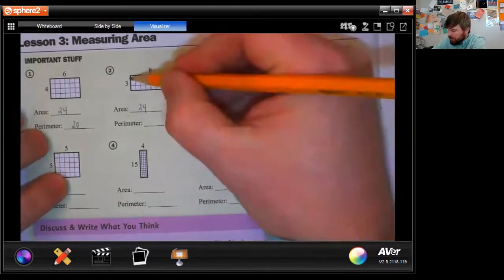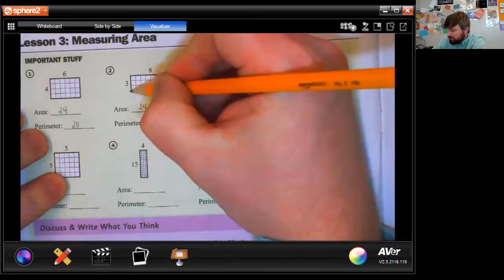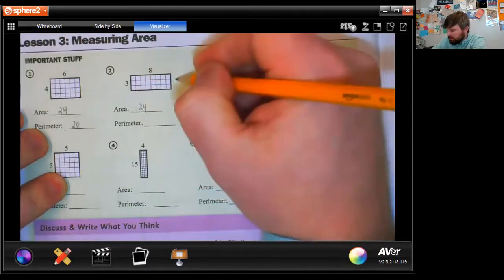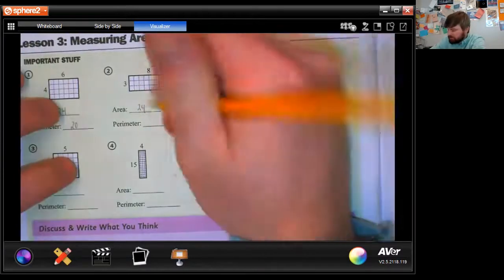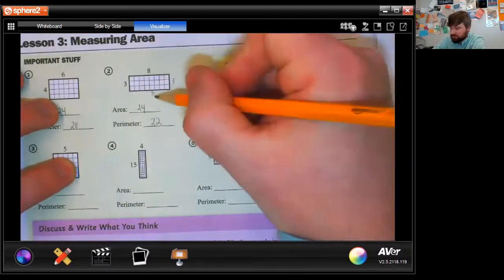Perimeter, so you got 8 up here, and then you have 3. So 8 plus 3 is 11. You're going to have 8 here and 3 here as well, which 8 and 3 makes 11, and 11 and 11 is 22. Or you just take 8 plus 3 plus 8 plus 3.